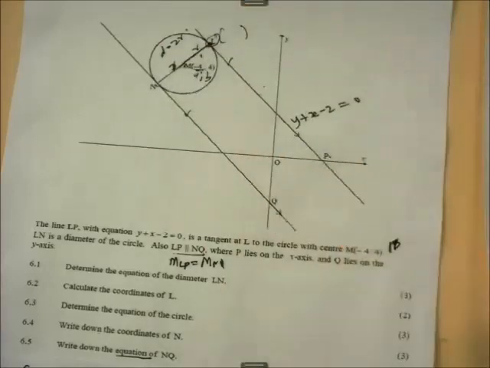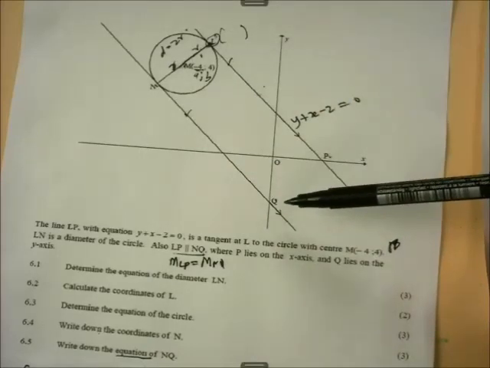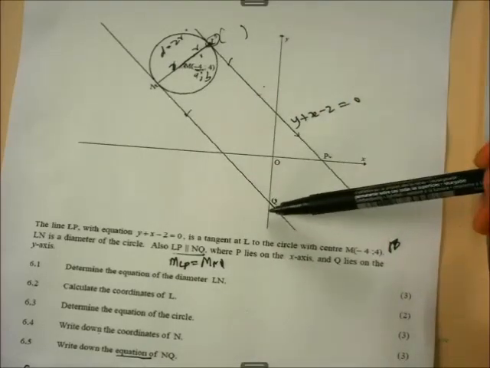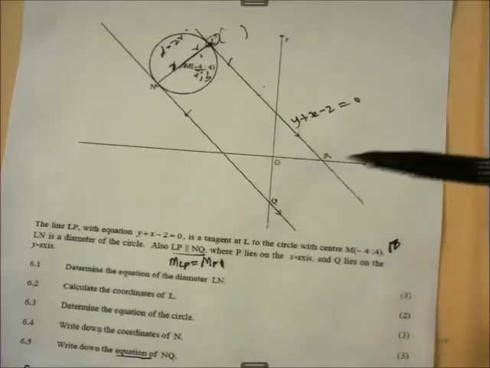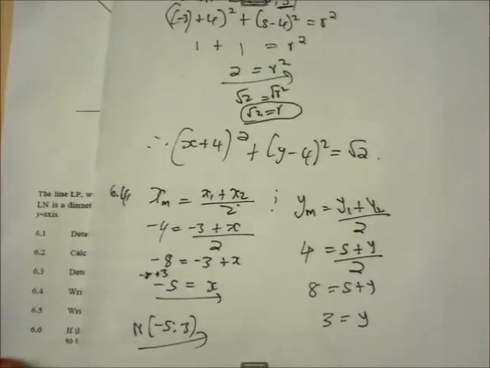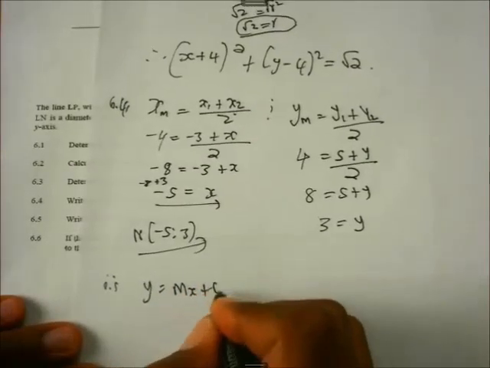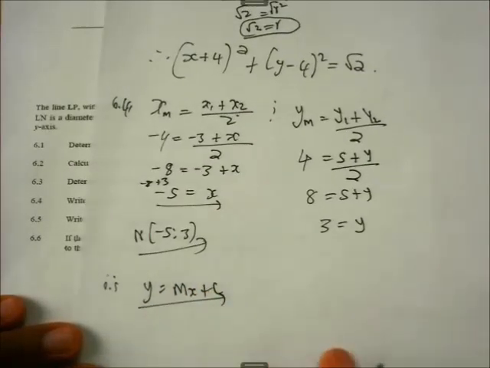Now here it is, NQ. When you look at NQ, it's not a circle. What is NQ? That is a straight line. You remember the form must be what? If it's a straight line, then we need to have y equals mx plus c, which is very, very important.